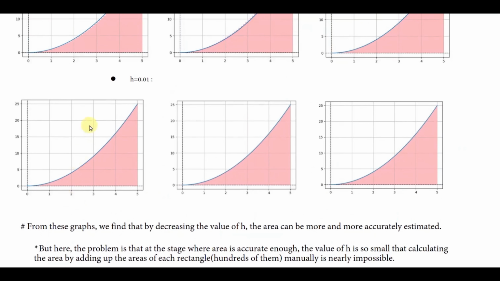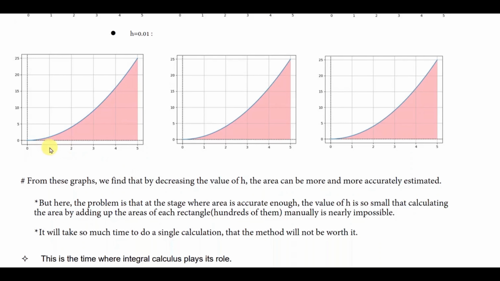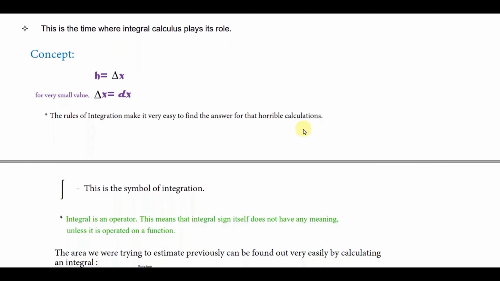For h equal to 0.01, which looks very accurate, when we have to calculate this area corresponding to rectangles having very little width, we have to add up the area of each rectangle. Now in this interval 0 to 5, in case of h equal to 0.01, there are approximately 500 rectangles. Adding up the areas of all these rectangles manually is very difficult. Here is where calculus plays its role. Here is the importance of integration.